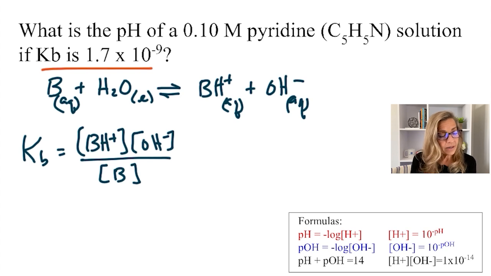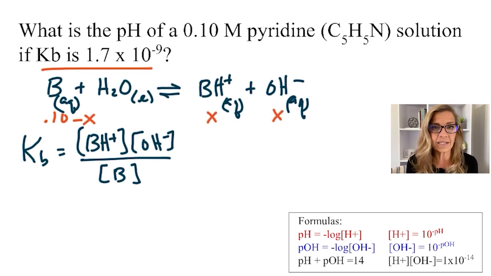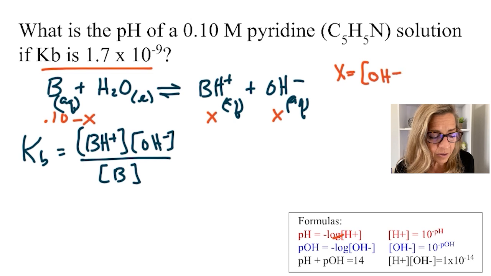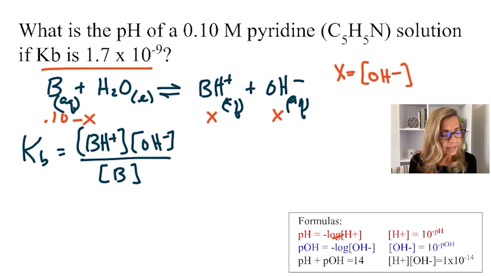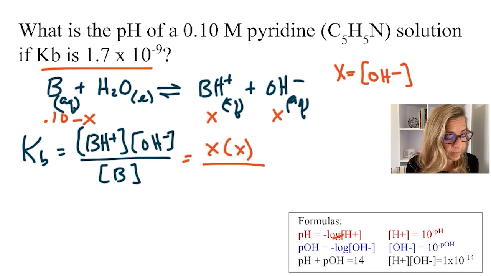Now, we know that originally we've got 0.1 molar of this, and then I'm going to say that X of it is going to come off, and so I'll get X of this and X of this. So that is our molarity across the board. So we're using that X. I chose X to be the concentration of the hydroxide. So you can even write that out if you want. X equals the hydroxide concentration. Okay, so let's go ahead and put our X's in for our substitute.